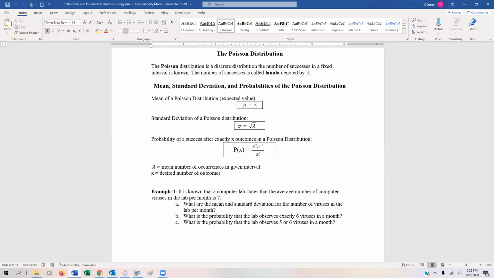In this last discrete distribution that we're going to look at, we're going to take a look at something called a Poisson distribution. The only parameter or variable you need to know is the number of successes in a fixed interval. So you don't need to know the probability of success, and you don't even need to know how many trials you're doing, right?